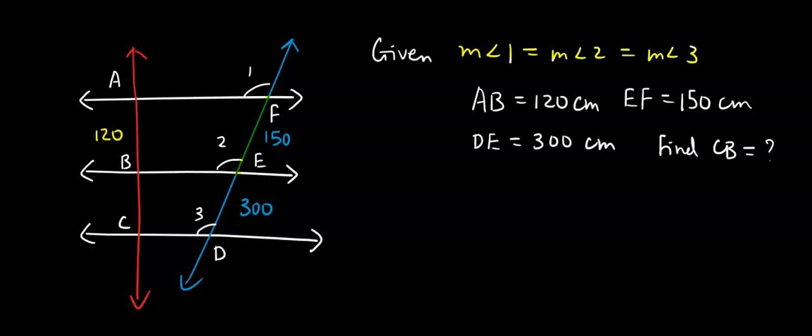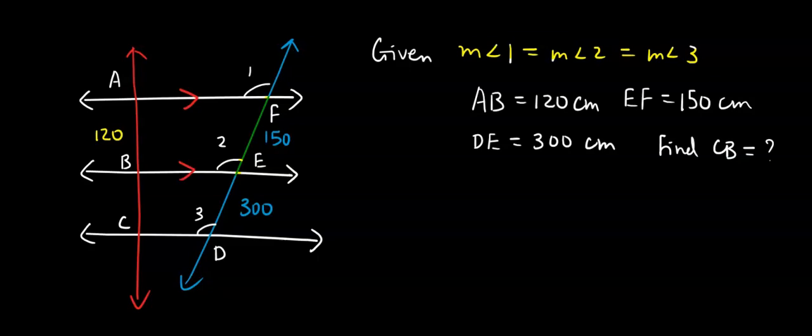This angle 1, angle 2, angle 3, they all have the same angle measure. That means they're congruent. If they're congruent, let's see what's happening. What kind of angles are they? Did you see, they are corresponding angles? Remember, if 2 lines are cut by a transversal and corresponding angles are congruent, then these 2 lines are parallel lines. So we can confirm these 2 lines are parallel.